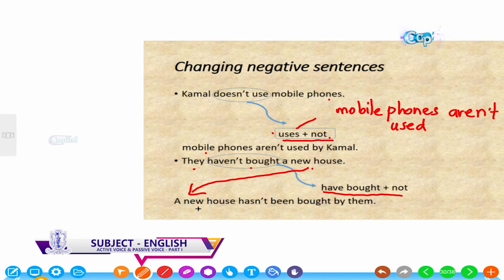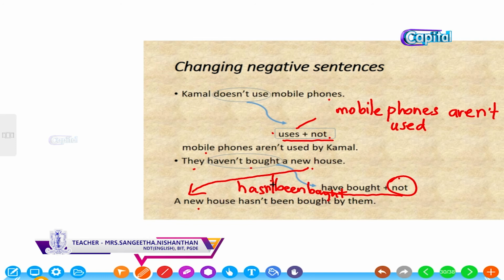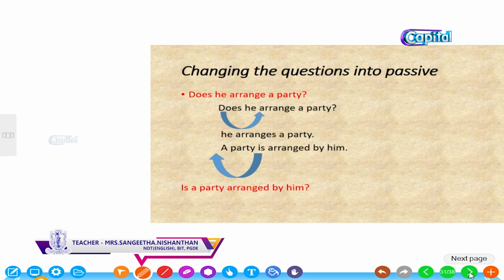Singular, so has plus been plus past participle. It is already the past participle has been bought, but it is negative. So, I add the not here: hasn't been bought by them. Now, changing the questions into passive voice.